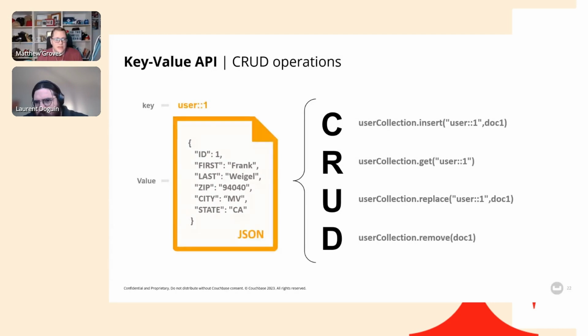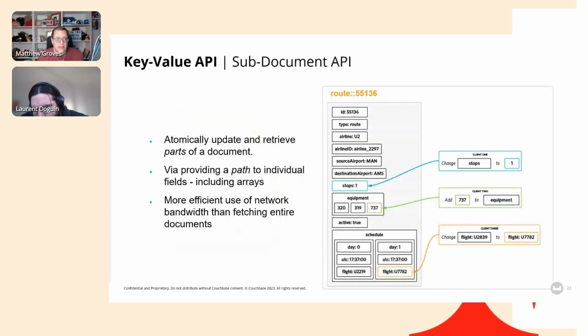So this is an example of a document with a key of user 1 and the different CRUD operations you can do. I think these are JavaScript examples, but of course those would be available for Java, .NET, Ruby, PHP, and so on. So you can access a document directly by just providing the key. So you don't have to go through the SQL engine for that.